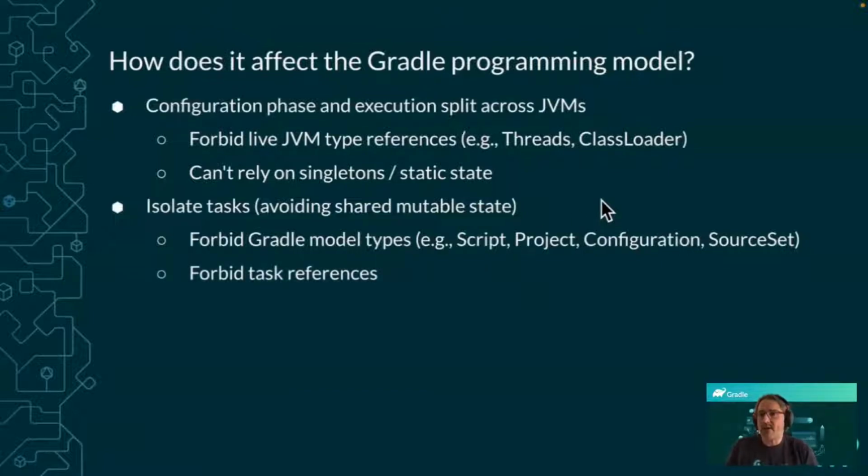So tasks are not allowed to reference other tasks directly anymore. A common pattern that many Gradle users are probably familiar with is the configuration task pattern, where you have a task that will, at execution time, configure another task. That's no longer possible within the configuration cache model because we want to execute tasks in parallel, and we need to make sure they are isolated and cannot interfere with each other.